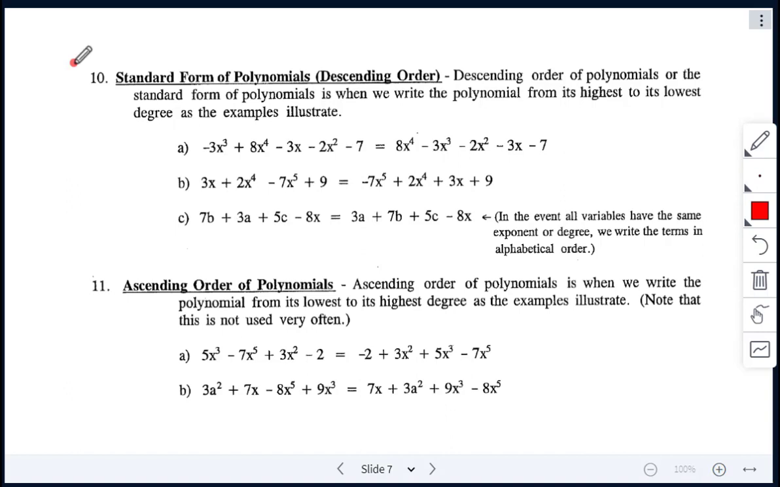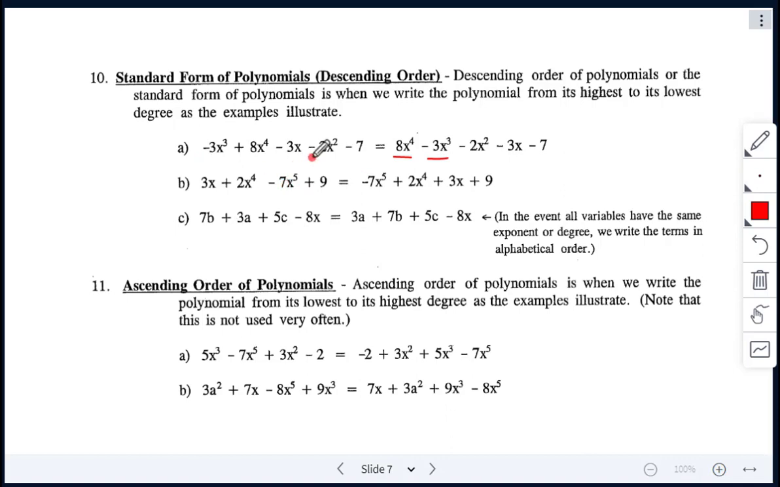All right, so if we look at this first example, it's negative 3x cubed plus 8x to the power of 4 minus 3x minus 2x squared minus 7. So we do have to rewrite this in descending order. This is the standard form. So you're going to take your terms from the highest exponent. So our highest exponent was 8x to the power of 4. Next, we have negative 3x cubed, so that would go next.